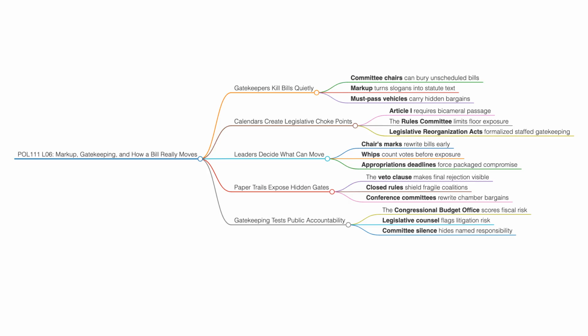The veto clause adds another layer. A president can reject a bill openly, and Congress can try to override. That confrontation is public and legible. Committee burial is the opposite. It often leaves little theatrical evidence. The Constitution makes the final gate visible. Congress makes the earlier gates decisive.